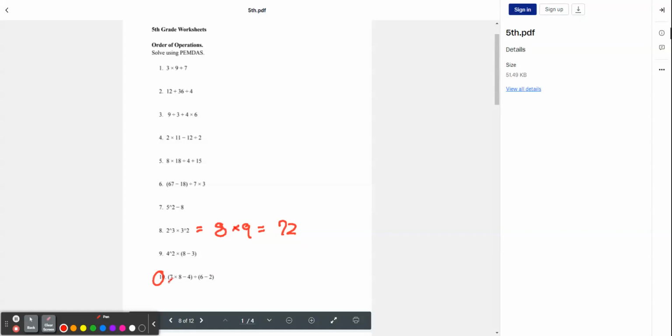10. We have parentheses, and inside the parentheses, we have multiplication and subtraction. We have division on the outside, and another parentheses with subtraction on the inside. So we're going to do parentheses first, and inside the parentheses we have multiplication and subtraction. And so we're going to do multiplication first, then subtract. So 7 times 8 is 56, and 56 minus 4 is 52, divided by 6 minus 2 is 4, and 52 divided by 4 is 13.